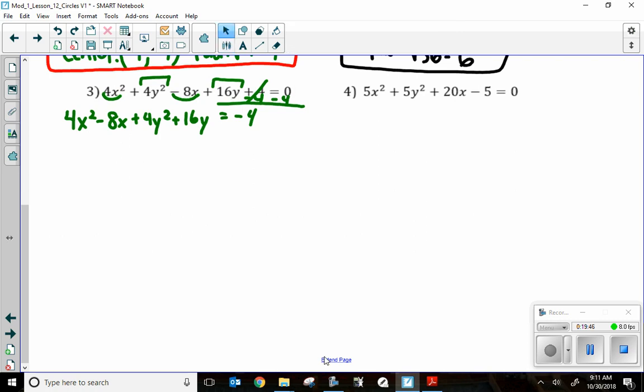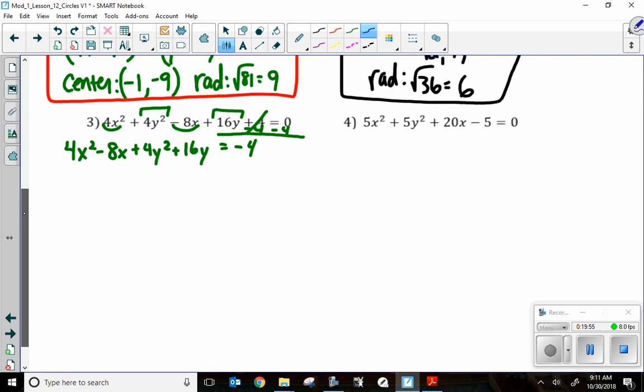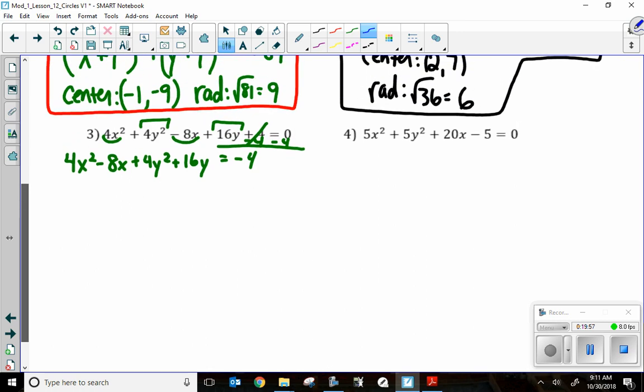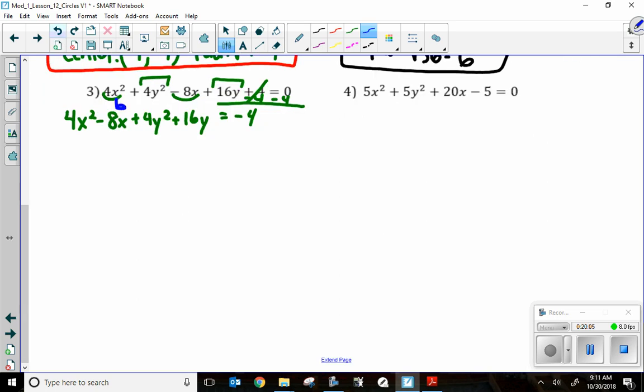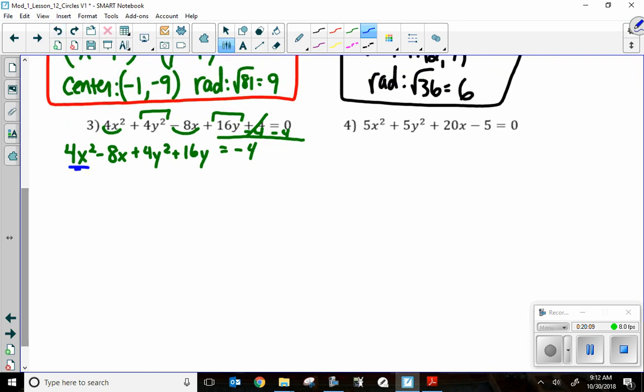Okay. Now, here we go. I'm looking at this, and I want to take half of my b value, which is negative 8 and 16. But I'm not going to do that just yet, because in completing the square, we want this to be a 1x squared. We want this to be a 1y squared. So how would I do that?